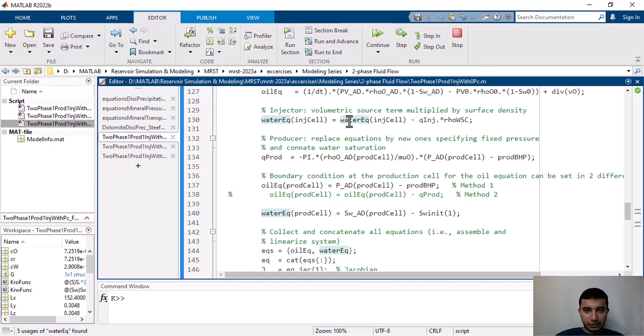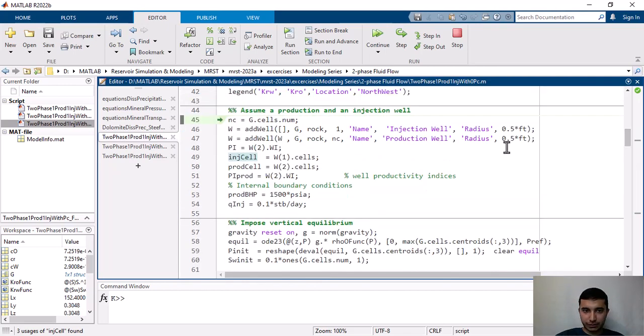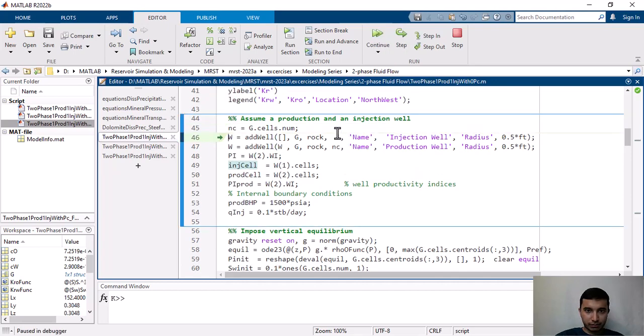As you see, this is the pressure equation for the injection cell. The injection cell index was determined here, which is actually, let me run the code to this line to see what the index is. As you see, the injection cell is 1. The injection cell index is 1, and the production cell index is the last cell of the model.